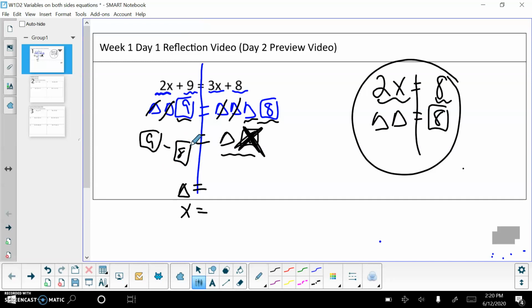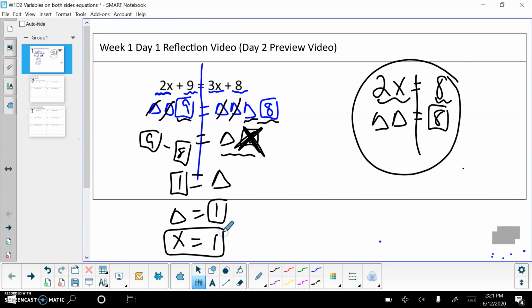Now, when I actually figure this out, it's 9 minus 8. Well, 9 minus 8 is a 1. I'm just going to erase this and get it out of my way. So I have a 1 cube left on this side, and now all that's left on the other side is a triangle. And I can write it in this order, or I can flip it around to make it look like that. It's the same thing. I know that a triangle is a 1. And since a triangle is my x, I now know that x is 1, and I've solved my equation.